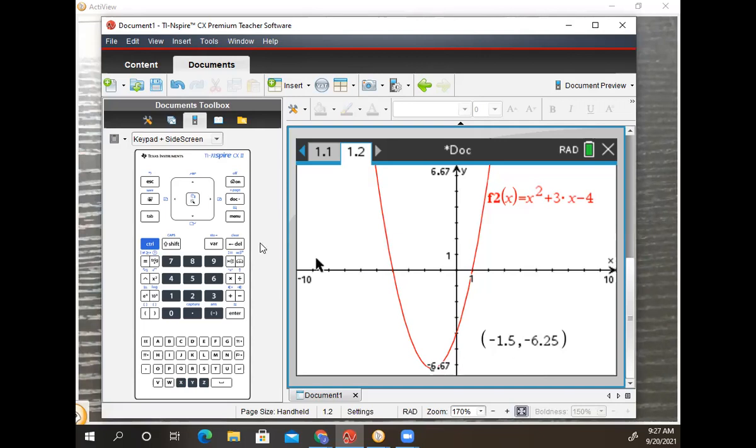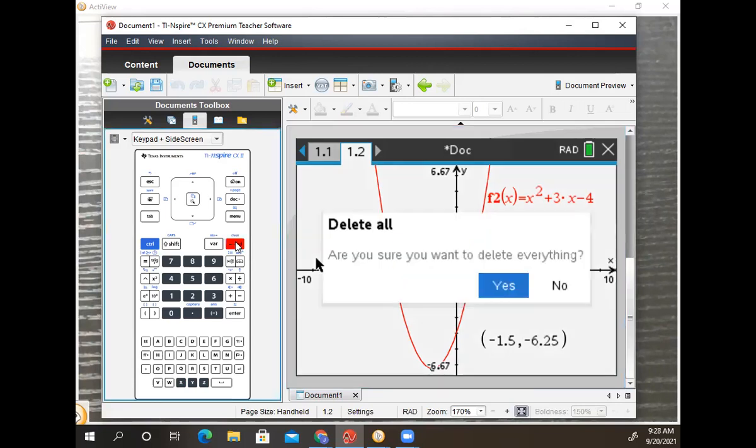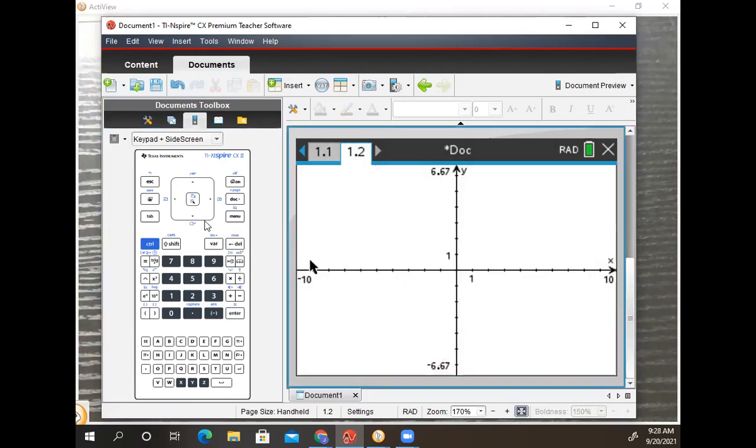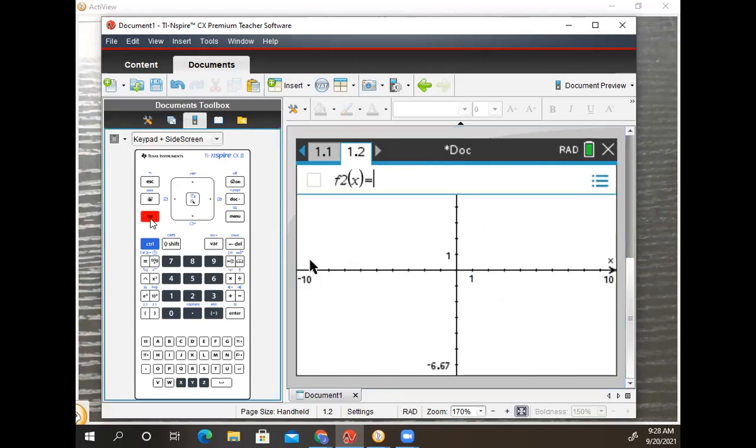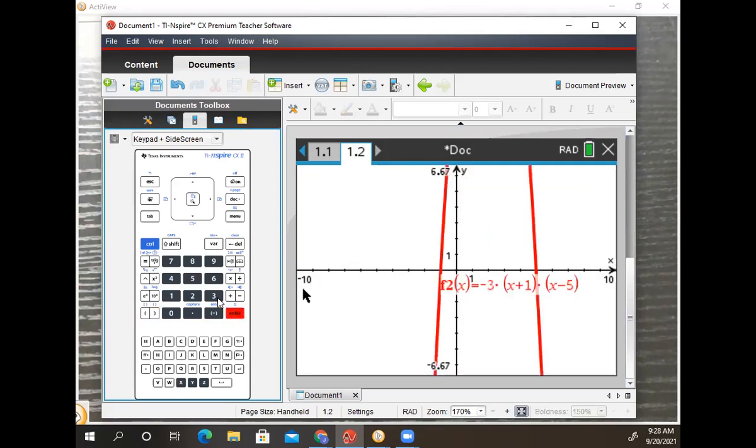Let's take a look at one more. Let me delete this graph off of here. Hit the tab key to bring up a new function line, and we'll look at number 4. So that's negative 3 times x plus 1. We've got factored form this time, times x minus 5. Okay. I've got another parabola here. This time I'm going to have a maximum.